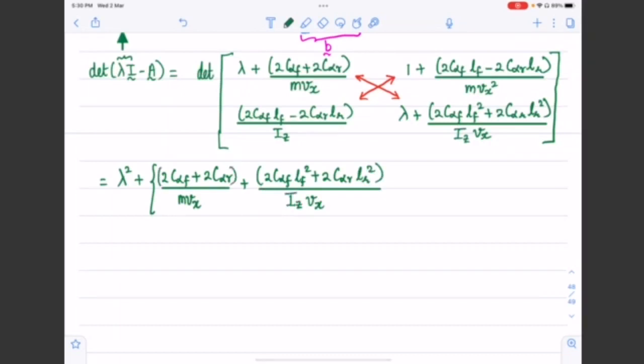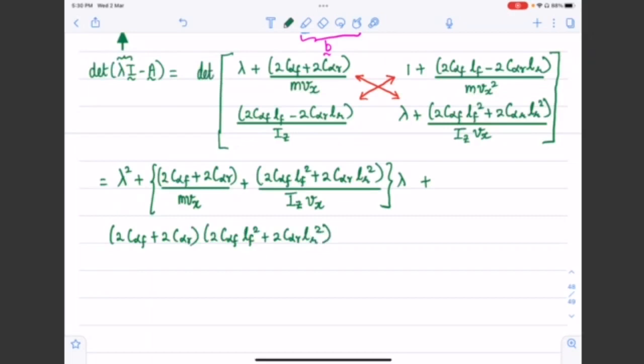Okay, so this is going to be the coefficient multiplying lambda. Then we are going to have a constant term. So what is this constant term? It's a rather long term, so that's why I'm writing it in the next line. The constant term is going to be (2 C alpha f plus 2 C alpha r) multiplying (2 C alpha f lf square plus 2 C alpha r lr square), divided by m Iz vx square. Okay, that is one term.